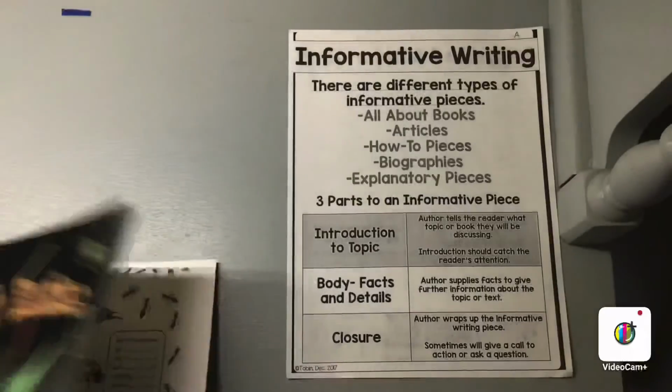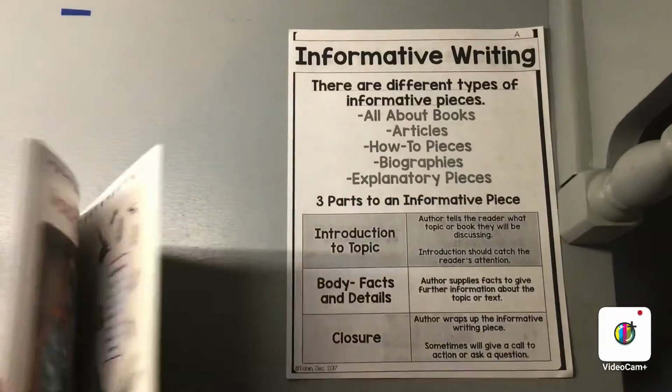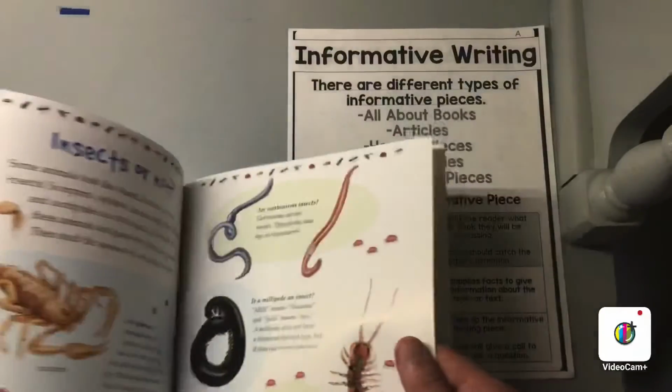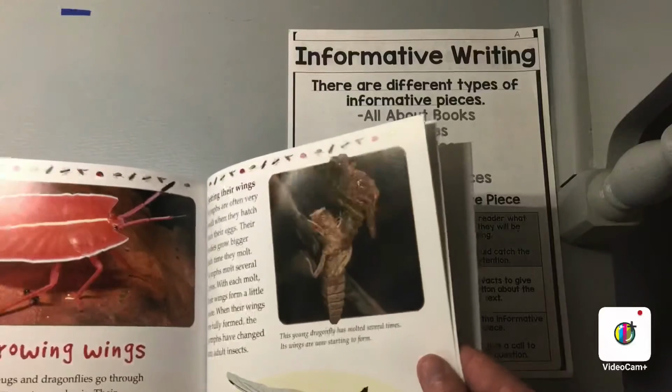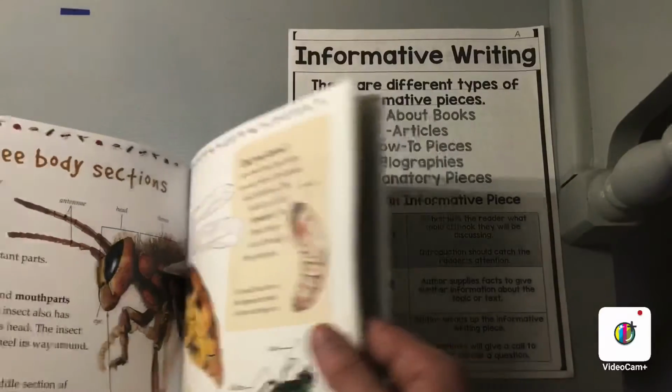Now, in our closure, the author wraps up the informative writing piece. So this is after he's told us everything about insects. Look, he has talked about whether a bug is an insect or not. We're talking about growing wings, changes, what they eat, how they use their wings to fly, how many legs they have, their mouths, their eyes, their antennae, all of this stuff.